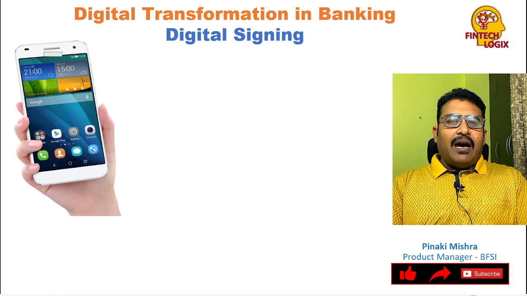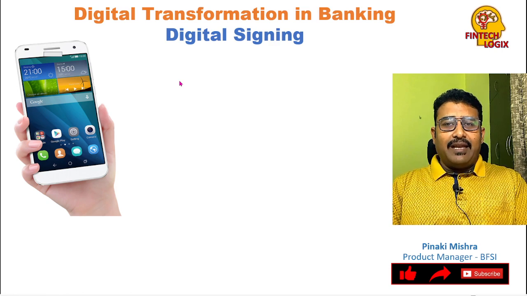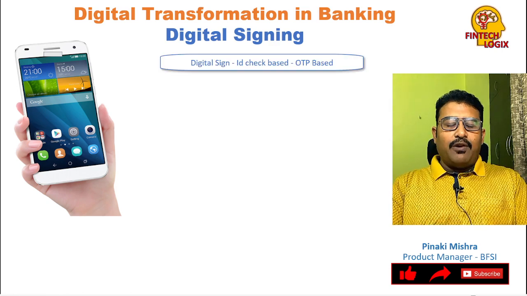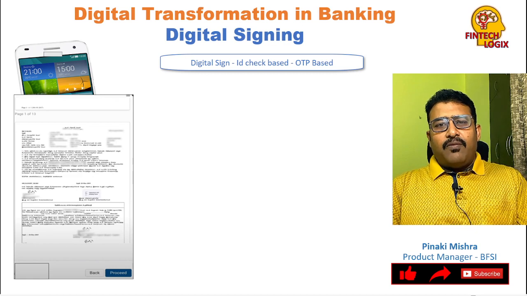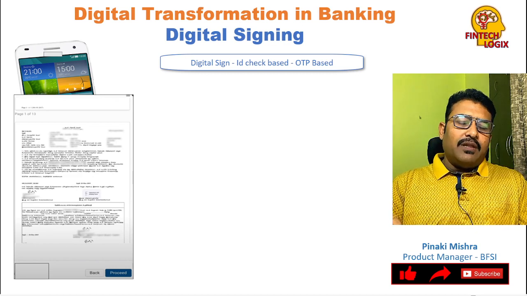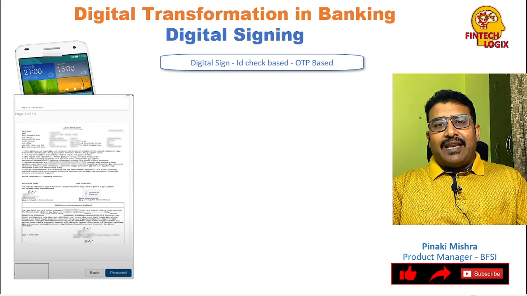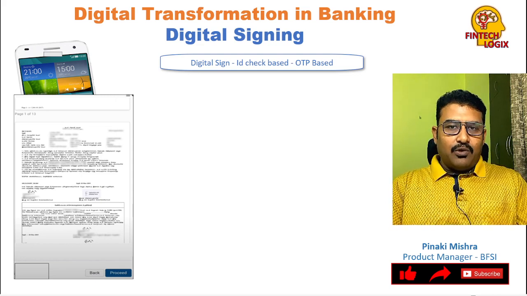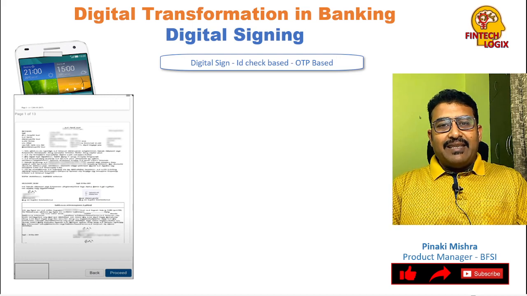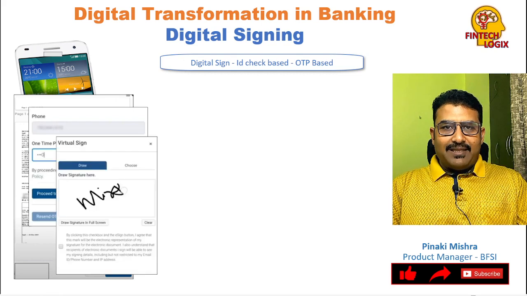There are three types of digital signing actually, which are mostly prevalent in the current ecosystem at this point of time. The first one is digitally signing it. That means you open the form and then this form would trigger a digital signing mechanism where the borrower would sign the document via some tools. The second thing is ID based, and the third thing is OTP based, right?